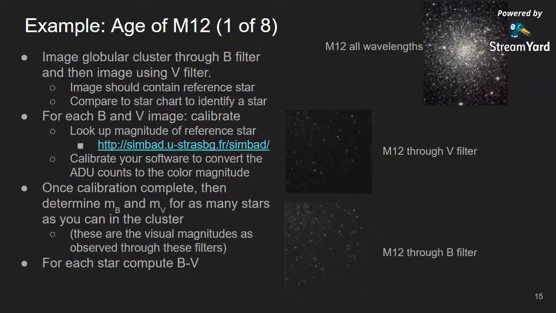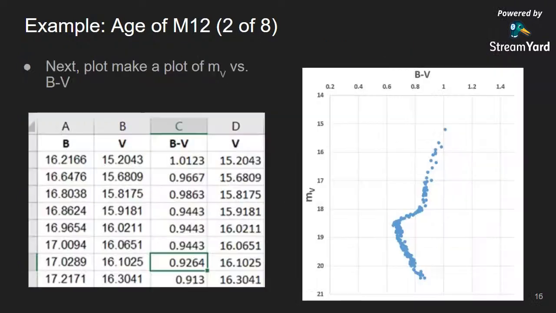So then once you have that, then you start sort of a painstaking process to identify as many stars as you can in the cluster, and for each image, using your B filter and V filter, you can compute the visual magnitudes for each star. Now you don't have to do them all. You just want to get as many as you can, over as big a range as you can. And then once you have those two numbers, you can subtract the two to get the B minus V index.